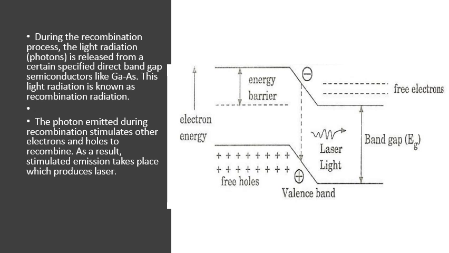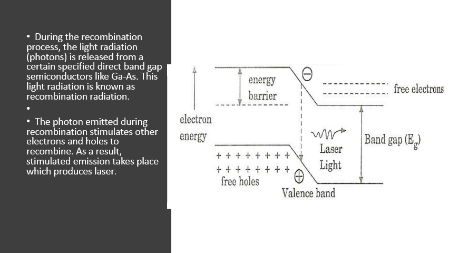Here on the right hand side you can see the p-n junction with energy levels. Whenever we join p-type with n-type, in p-type the Fermi level is close to the valence band and in n-type close to the conduction band. So whenever you join, the Fermi levels equalize.